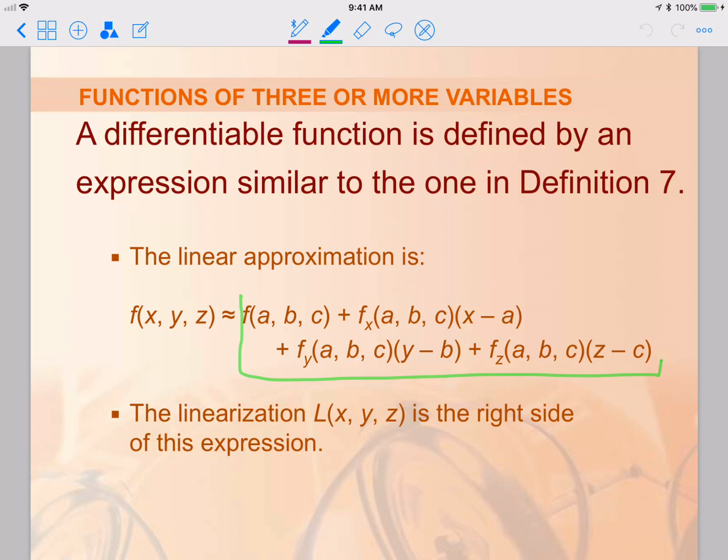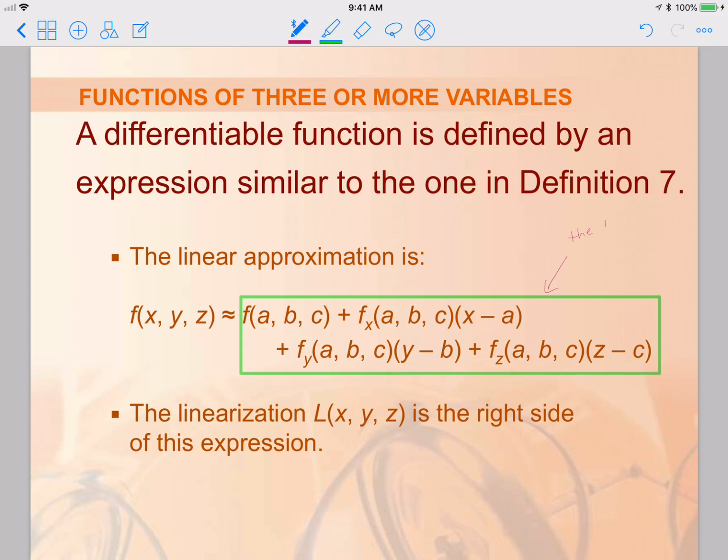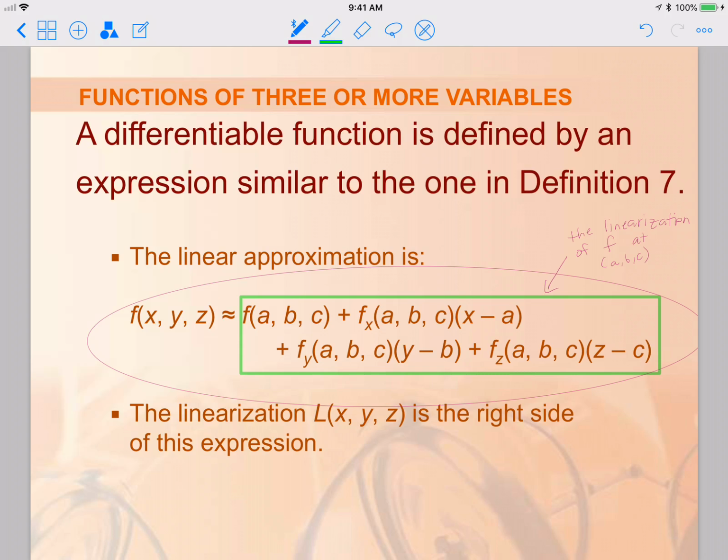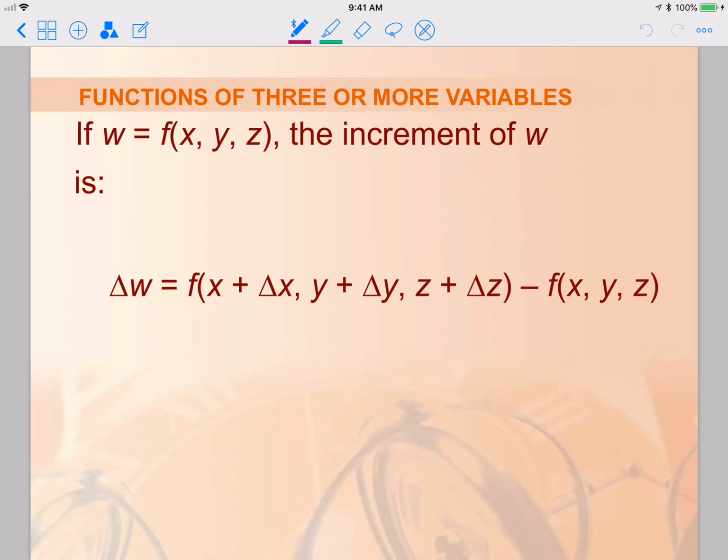So this right-hand side here is called the linearization of f at the point a comma b comma c. The linear approximation is this entire approximation here, right? If this is valid, then we say f is differentiable. And again, we have a definition with epsilon 1, epsilon 2, epsilon 3 going to 0. But we won't really worry about the formal definition of a function of three or more variables being differentiable.